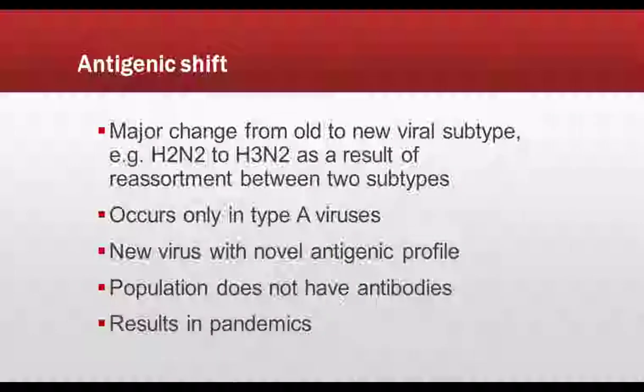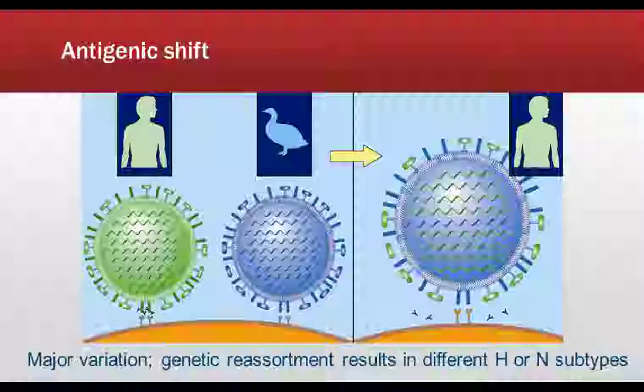So that's antigenic drift, responsible for our annual epidemics of influenza. The other type of mutation is antigenic shift. And this is a major change from an old to a new viral subtype. For example, from H2N2 to H3N2 as a result of reassortment between two subtypes. Antigenic shift occurs only among type A influenza viruses. It's a new virus with a novel antigenic profile. The population does not have antibodies, and this is what results in pandemics, antigenic shift.